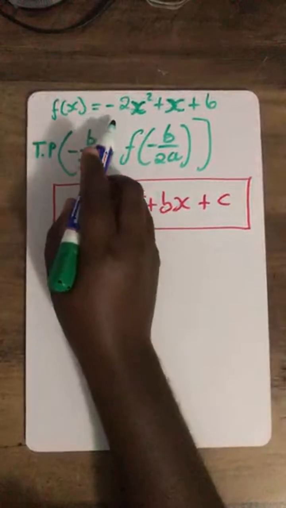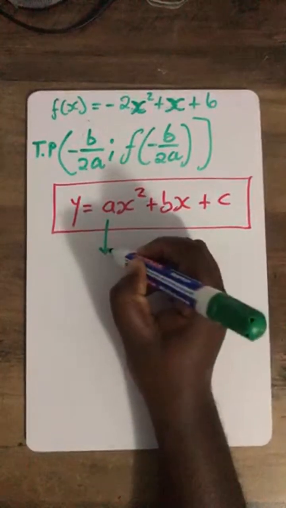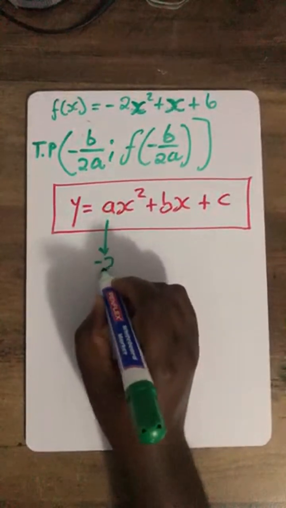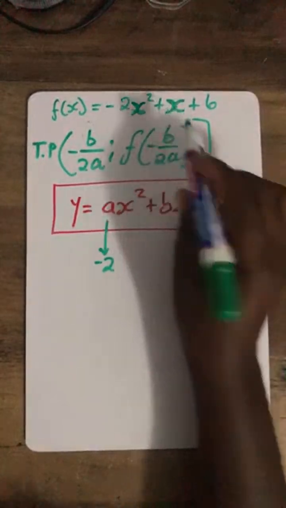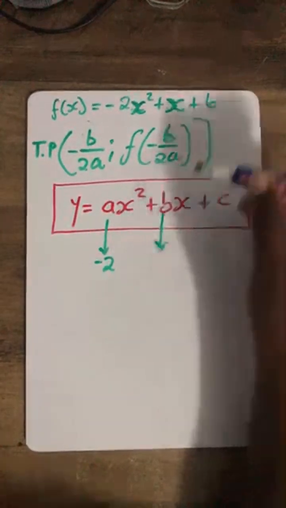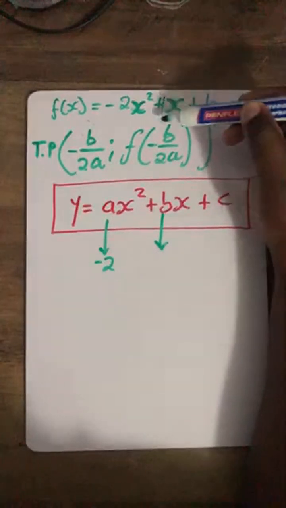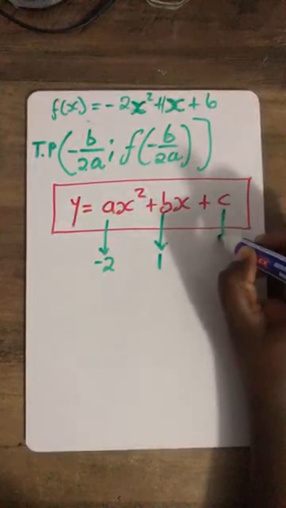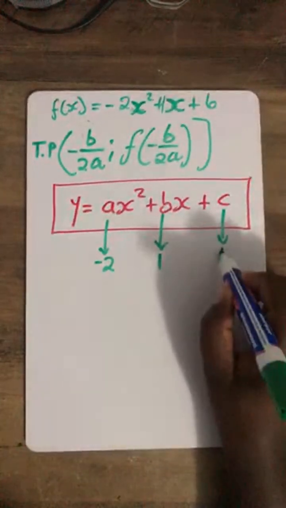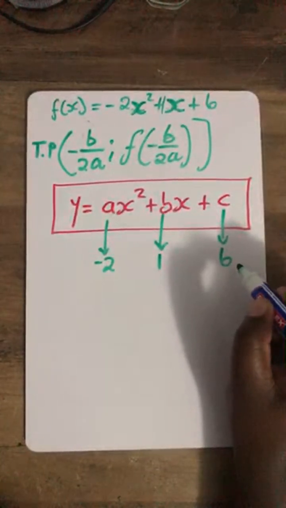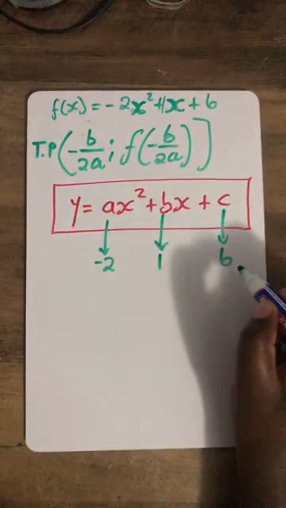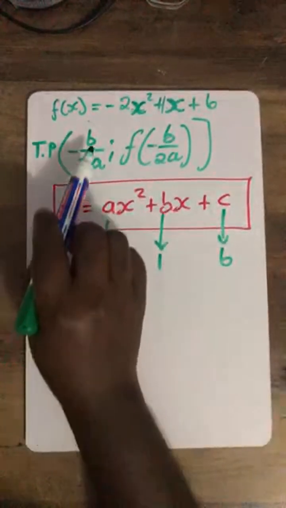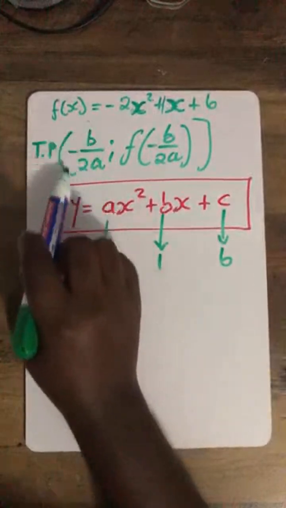So you look at that, you ask yourself, what is the a value there? Your a value is negative 2. What is your b value there? Your b value there, remember you've got an invisible 1 there. So that means it is positive 1. And then your c value there, it is 6. So that means to calculate the turning point, you will therefore substitute those values there.